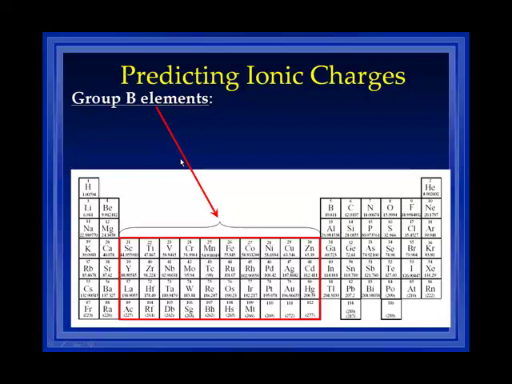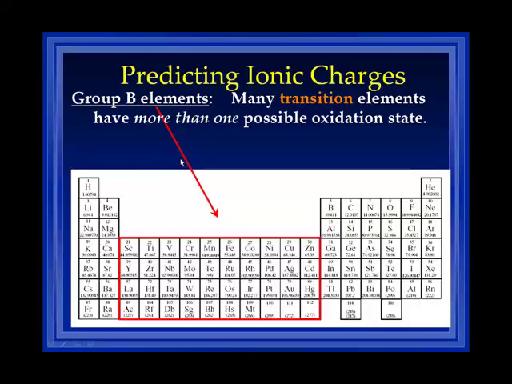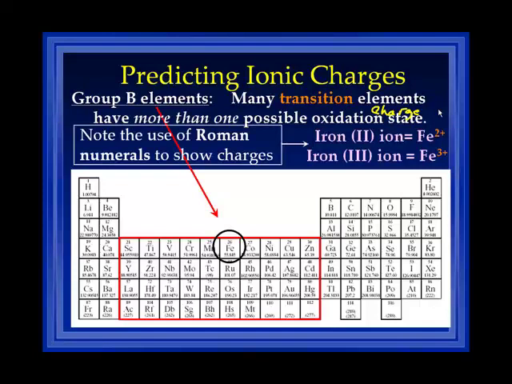Your group B elements. These are the transition elements, and they have more than one oxidation state or charge. Okay, so we're going to get into those. I've got a whole vodcast just all on transition metals, and you're going to learn how to deal with those. So they're going to use Roman numerals in order to show the charge. But again, more on that later.